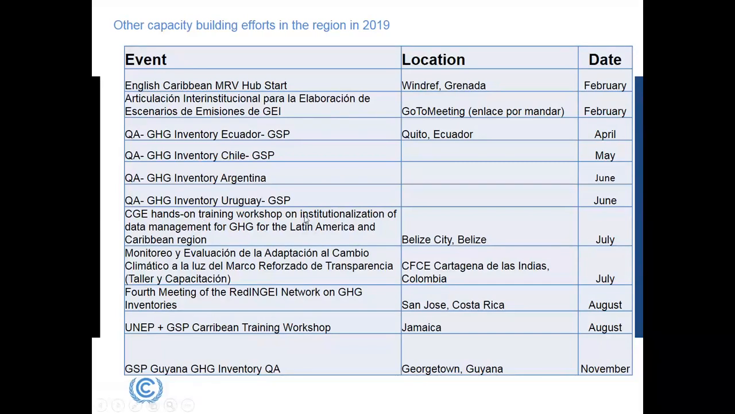I take the opportunity to recall the CGE hands-on training workshop on institutionalization of data management for GHG for the LAC region that will be held in July in Berlin. And also there's an event on monitoreo y evaluación de la adaptación al cambio climático. This event will be held in Colombia in July. And also there are some events that will be held in August in Costa Rica and in Jamaica. And also another event in November of this year in Guyana that will be organized by the GSP.